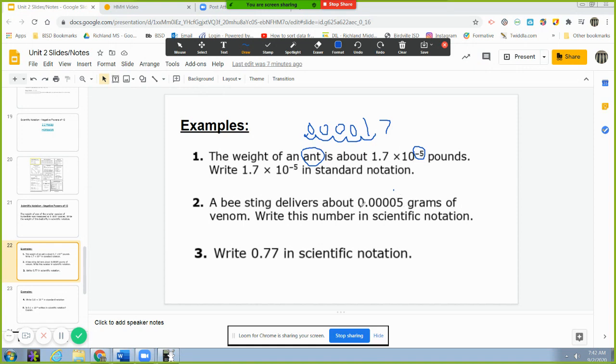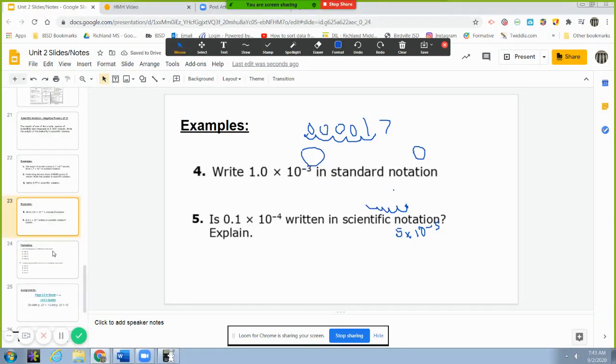In this one, they want you to convert it to scientific notation, so we'll do the same. And this is talking about the venom of a bee sting, the grams of the venom. So we know that's small as well. So 1, 2, 3, 4, 5. We have to go here because 5 is between 1 and 10. 5 times 10 to the negative 5, we went back 1, 2, 3, 4, 5 digits. Okay, let's see if there's any more that we should do.